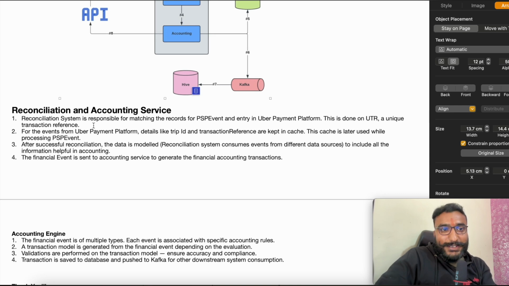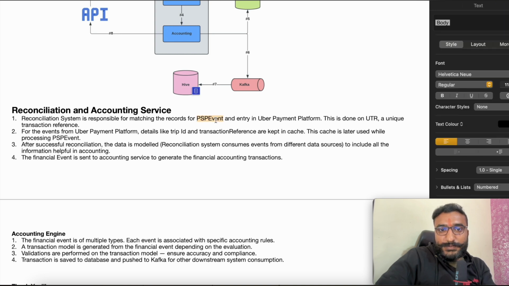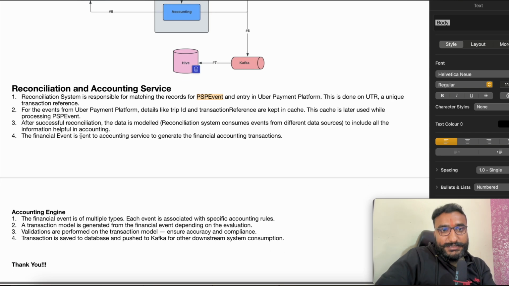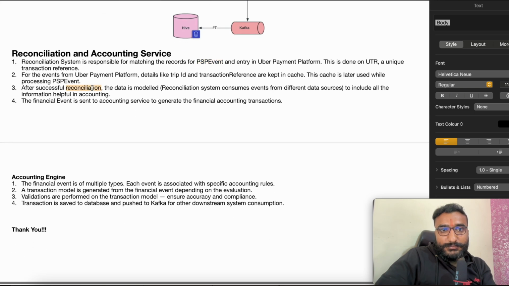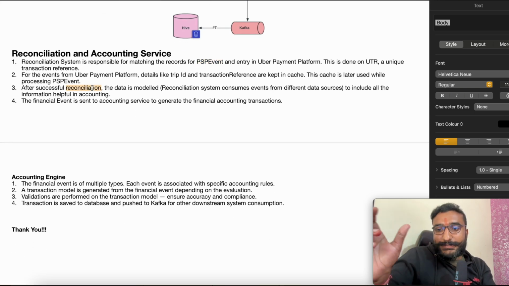So going through the entire flow, the reconciliation system is responsible for this, which we already covered: the Uber payment platform is publishing the event, and then you stick together the PSP event and the trip ID. Once that is done, the data is reconciled. Whenever the reconciliation is done, a financial event is generated.